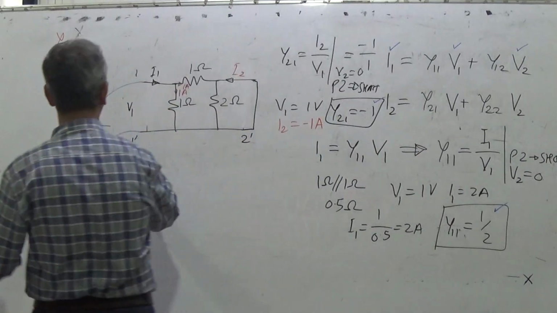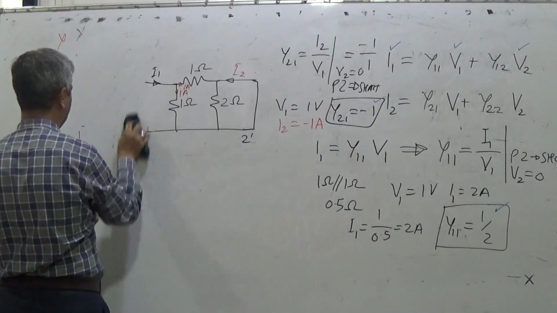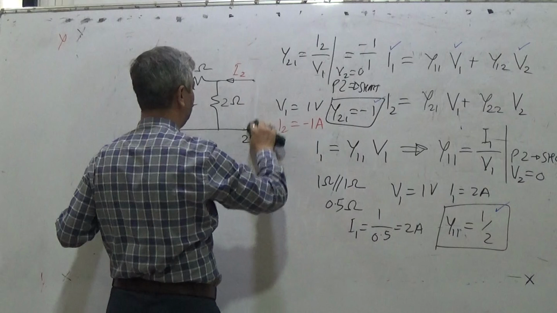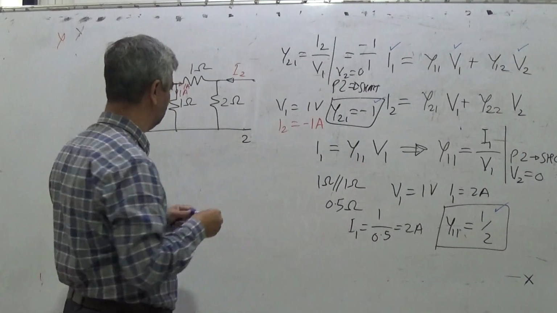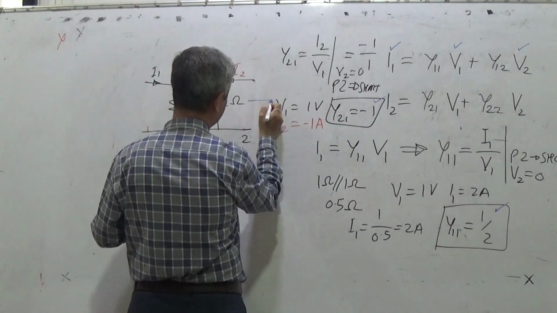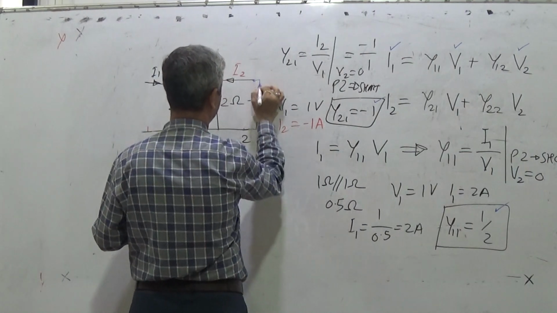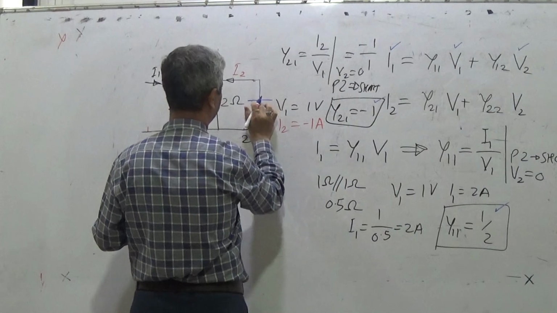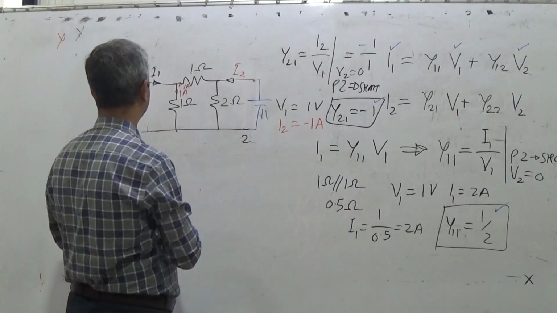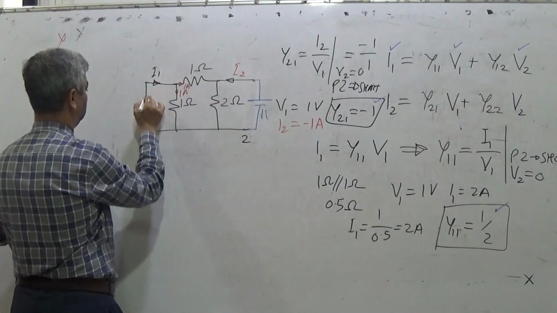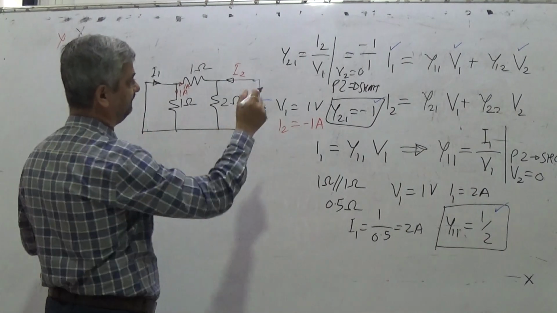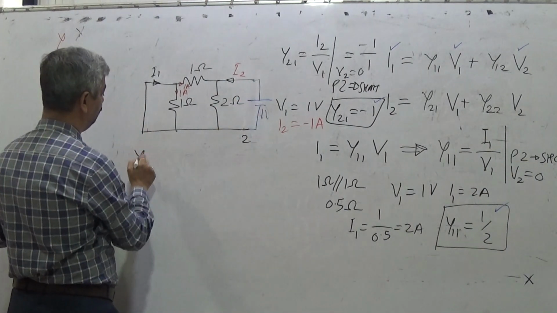So what needs to be done? The idea is very simple again. You have a 1 volt source. Always keep that 1 volt only. No need to change. You can change, but that is immaterial because it keeps the thing simple for calculation. So connect 1 volt here and short this. What will happen now? What is y12?